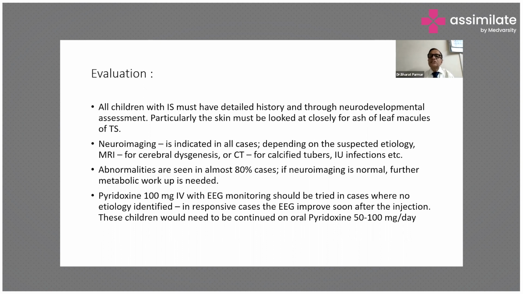If neuroimaging is normal, further metabolic workup is needed for diagnosis of the etiology of West syndrome. Pyridoxine 100 milligram intravenous with EEG monitoring should be tried in cases where no etiology is identified. In responsive cases, the EEG improves soon after the injection. These children would need to continue oral pyridoxine 50 to 100 milligram per day.